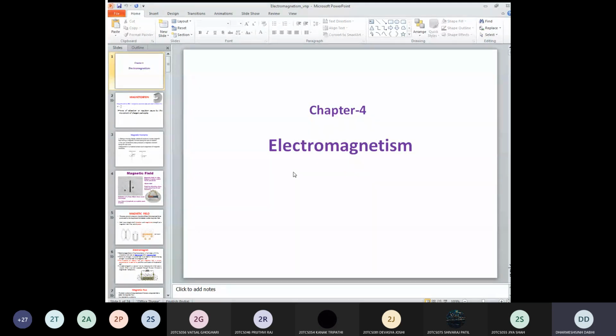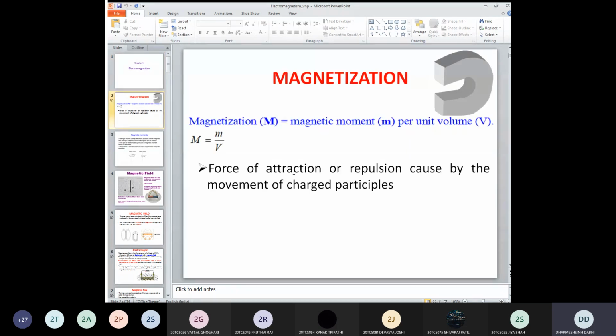So in the last lecture, before the internal exam, you started chapter number 4, electromagnetism. Let's just revise this chapter again, whatever we have learned in the last two lectures. So electromagnetism, chapter number 4.